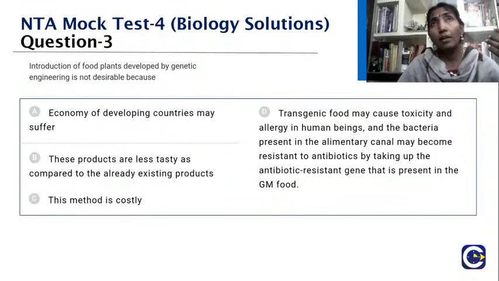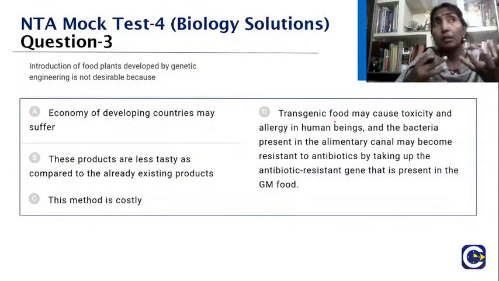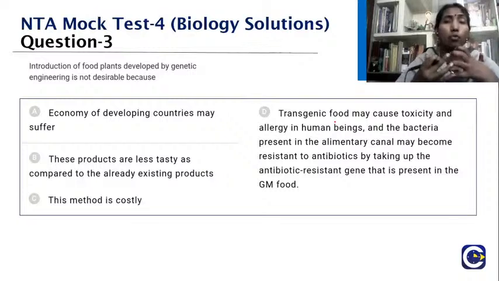When I went through and reviewed some of the research articles, they are saying that transgenic food is causing toxicity, particularly allergy, in human beings. So what is happening? The entire lining of our alimentary canal is becoming resistant to that antibiotic, because when we are taking some genetically modified food, that antibiotic resistant gene is getting incorporated, and that is bringing these changes. So that is one of the drawbacks.